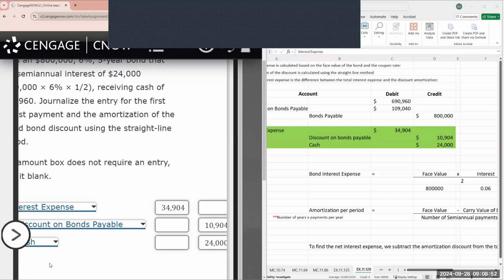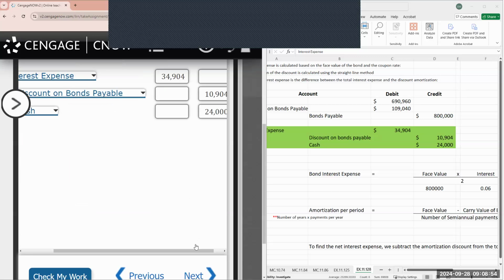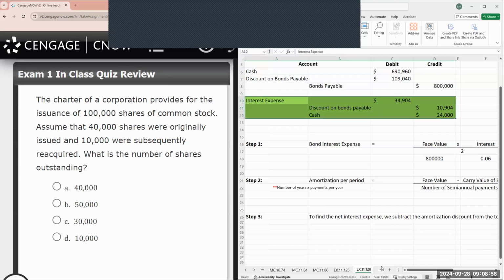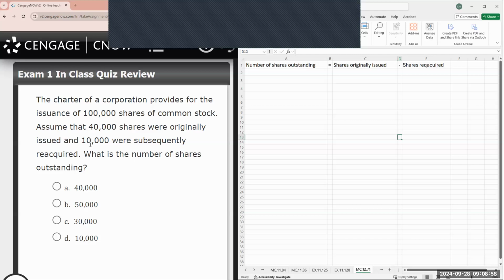All right. So this brings us to our next problem. This question asks, what is the number of shares outstanding? It says the charter of a corporation provides for the issuance of 100,000 shares of common stock. Assume that 40,000 shares were originally issued and 10,000 were subsequently reacquired. What is the number of shares outstanding?